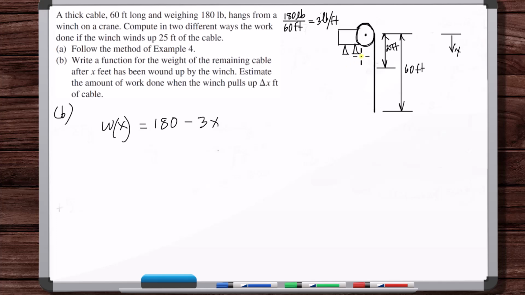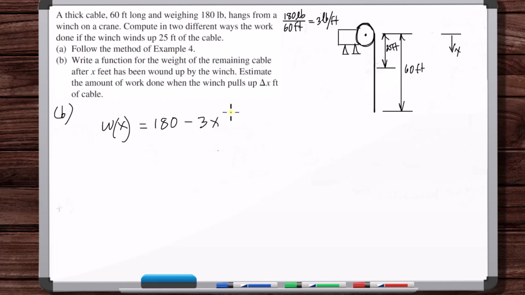But then you wind in 10 feet, and that means you've removed a certain amount of weight from the cable, right? You wind in another 10 feet, and now you've removed a different amount of weight from the cable. Well, that makes no sense, right? It's like a homogeneous chain. All right, so there's the WX, and now it's saying with this, we want to estimate the amount of work done when the winch pulls up delta x feet of cable.